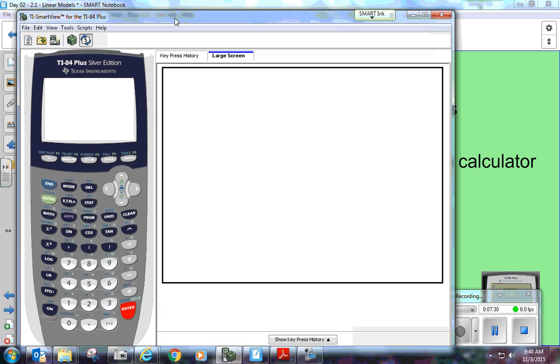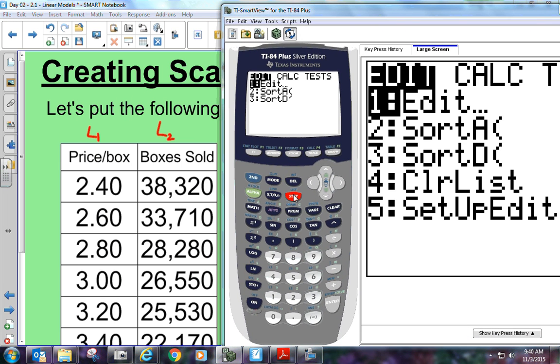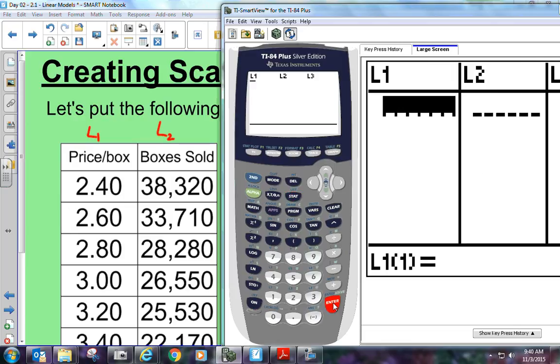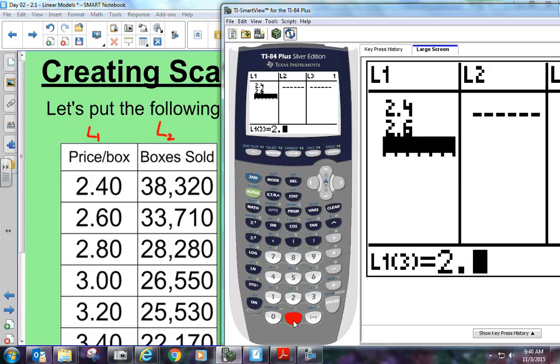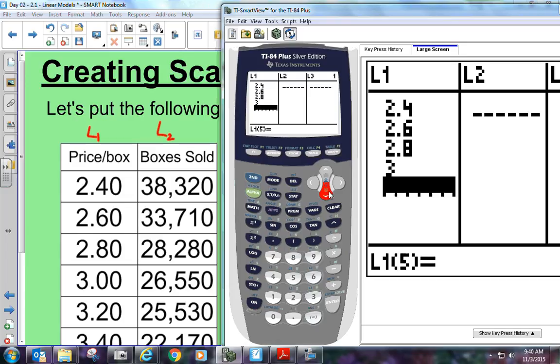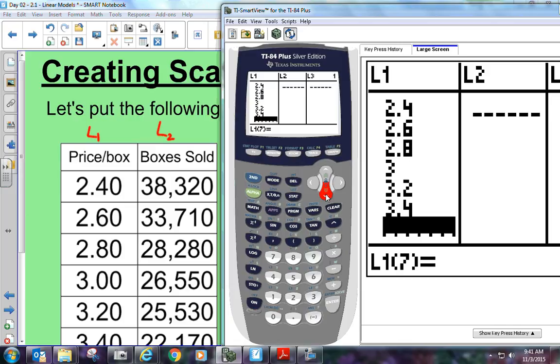So, Stat, Edit with the choice 1. I'm going to enter in all this information. 2.4. All right? 2.6. 2.8, 3, 3.2, 3.4, and where does it stop here? 3.6, thank you. 3.6. That is done.